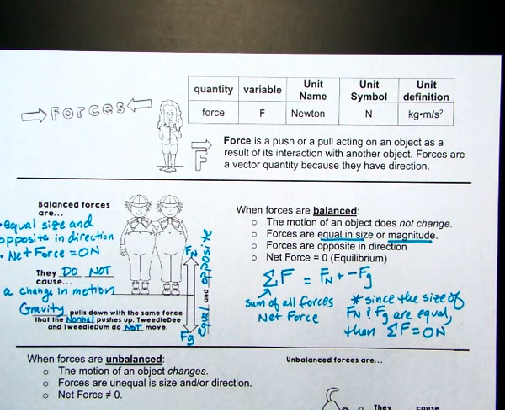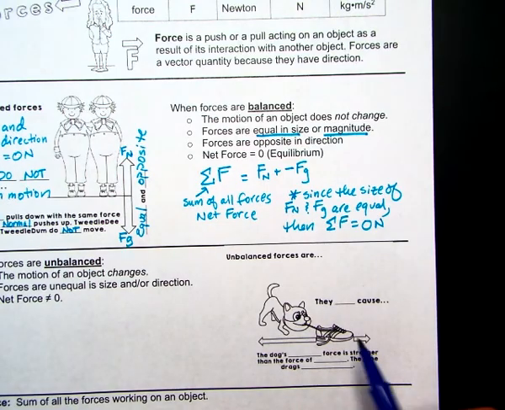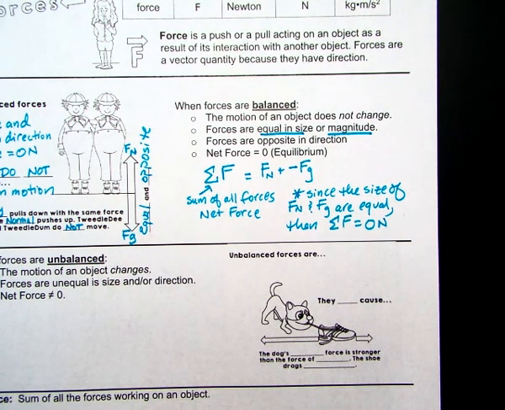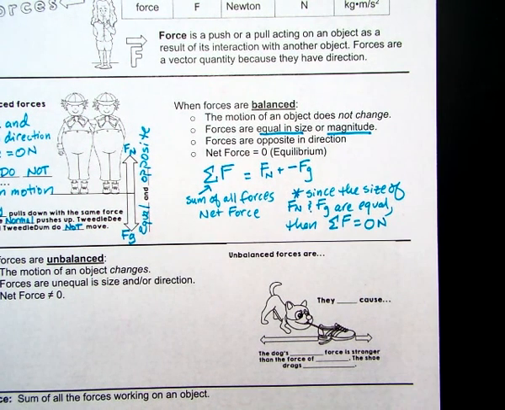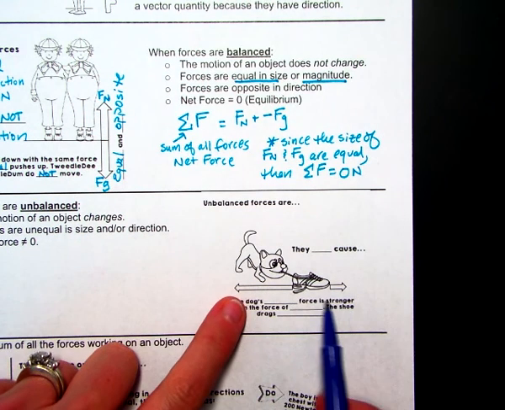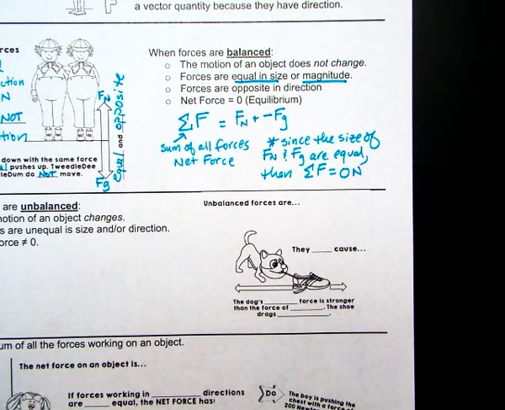Let's talk about unbalanced forces. So we have this dog and it's pulling on the string of this shoe. What's going to happen to the shoe? It's going to move, right? So we have these force vectors. Let's go ahead and give a name to these.